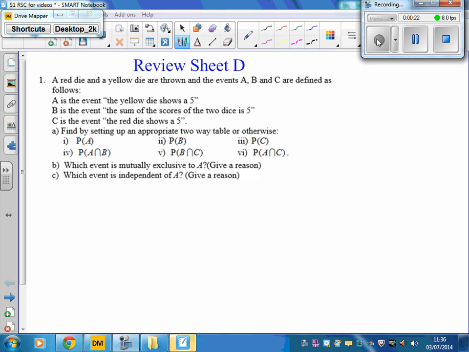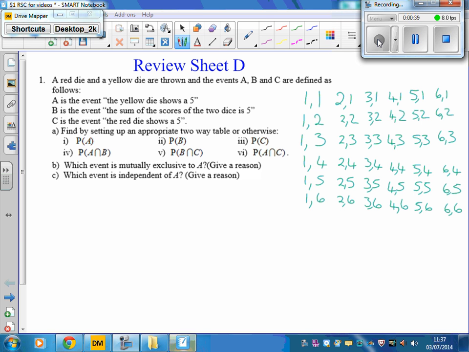Now I personally wouldn't do a two-way table for this question, but I will show you how we could. So we could have a 1 on the yellow and a 1 on the red dice. We could have a 1 on the yellow and a 2 on the red dice. A 1, 3, etc. I have completed a two-way table, though as I say we can probably do it without having done one.